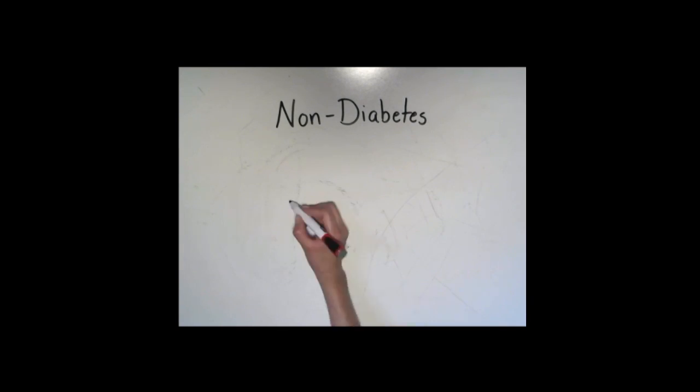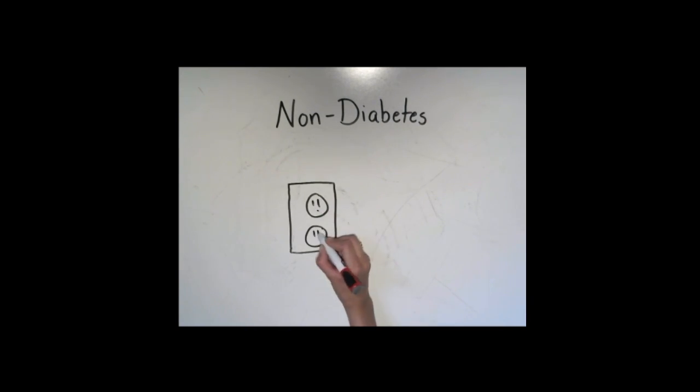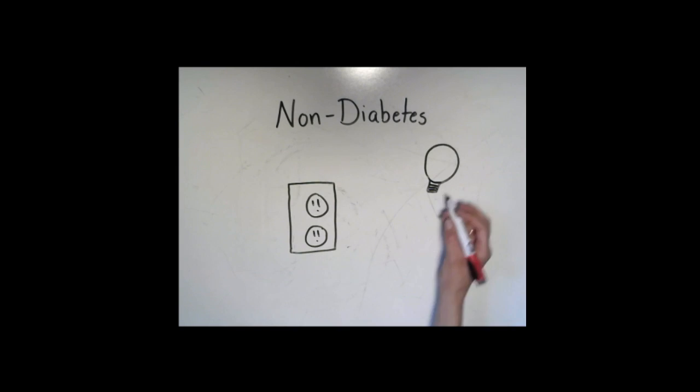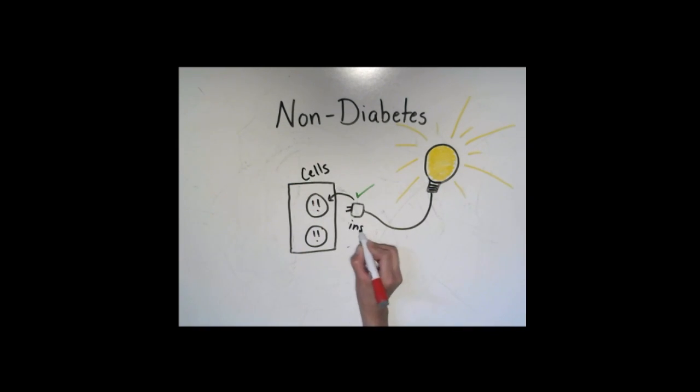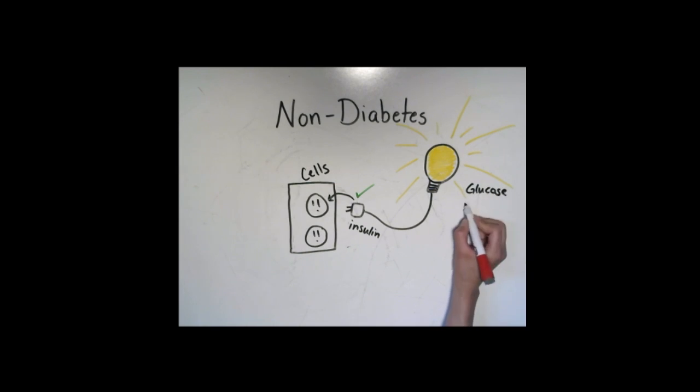Let's apply our drawing to a non-diabetic person. In people without diabetes, our wall socket and plug fit perfectly, and our light bulb will light up without any problems. This is because our pancreas supplies us with the right amount of insulin, and our cells are receptive to that insulin. Everything works, and our bodies can function normally.